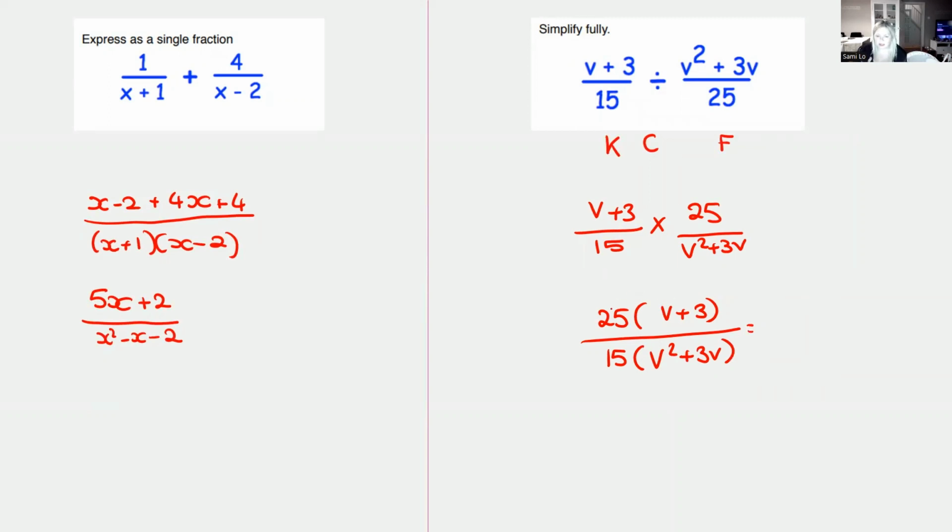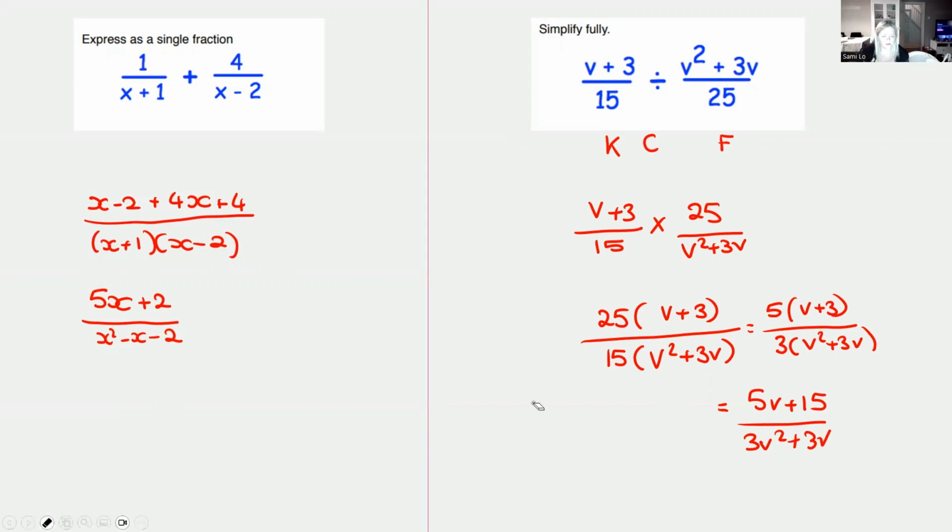Straight away you should be able to see that 5 is common in both. So we can divide by 5, which gives us 5 brackets v plus 3. And on the bottom, we've then got 3v squared plus 3v. Expand out, so 5v plus 15 over 3v squared plus 9v, sorry. Let me just rip that out. Everybody makes mistakes. There we go, 9.